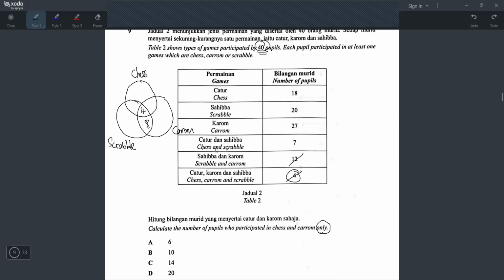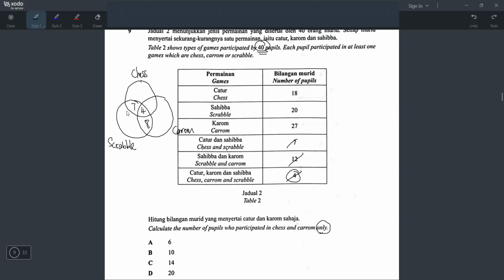Let's continue with chess and Scrabble, which is 7. So chess and Scrabble, where is it? This is chess, this is Scrabble. So 7, can I write 7 like this? Is it correct if I write like this? No, no. Unless they put the word only. If they say chess and Scrabble only, then only you can write the 7 here, right?